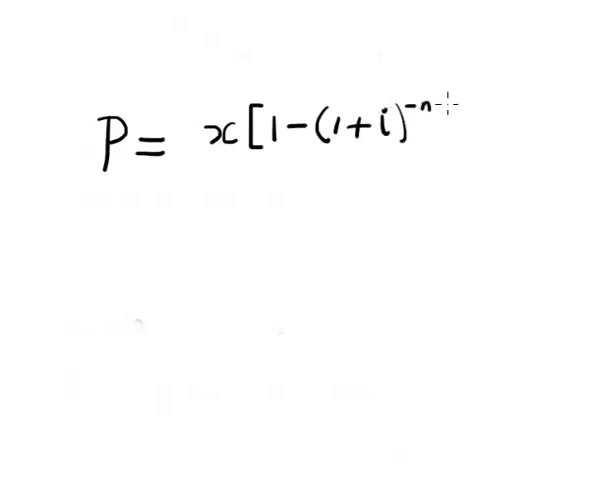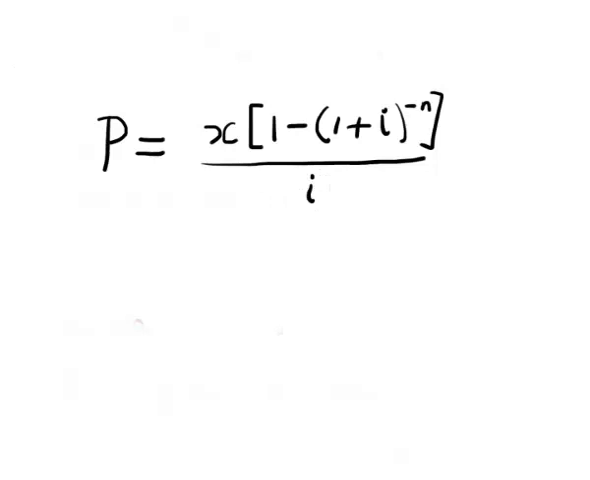Okay, our formula is as follows. Our P is equal to X, and then we're going to have two sets of brackets here. 1 minus (1 plus i) to the negative n, all over our i value again. Now let's have a look at the different variables.